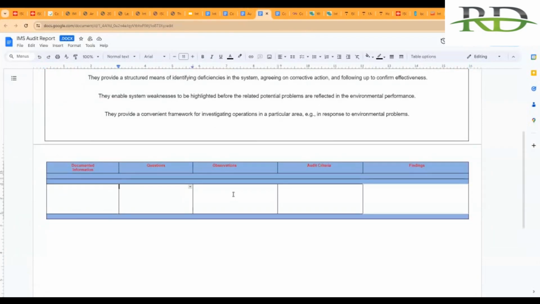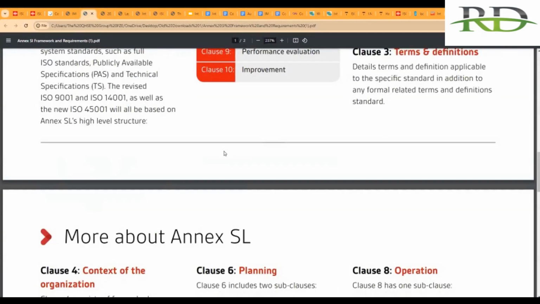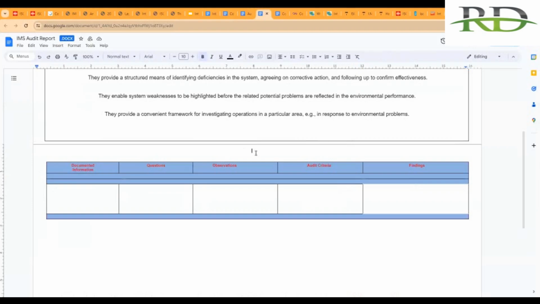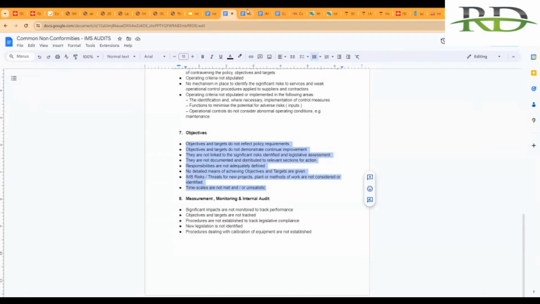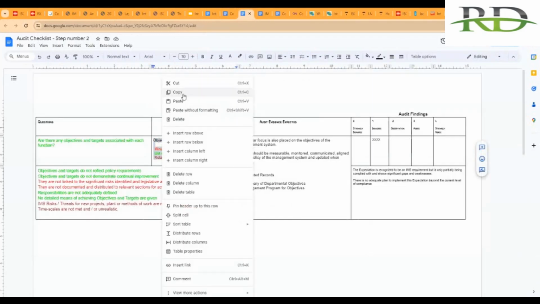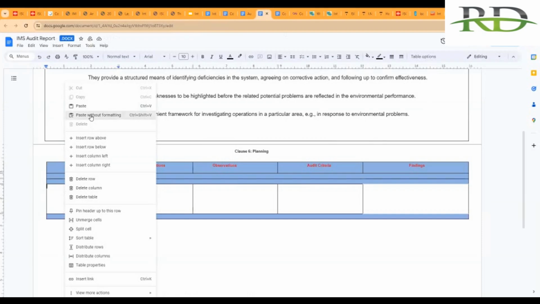When it comes now to this section, for example here, I gave you an example for clause number 6. So you come here and copy like this, and then you say, this is a report for clause number 6 planning. So what was the documented information that I reviewed? I'm going to come over here and say I reviewed the IMS objectives, like that.